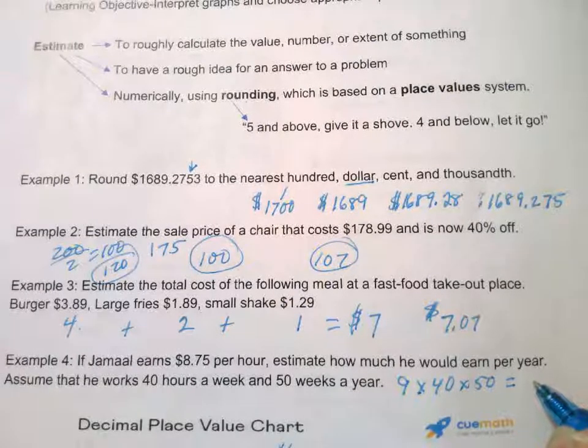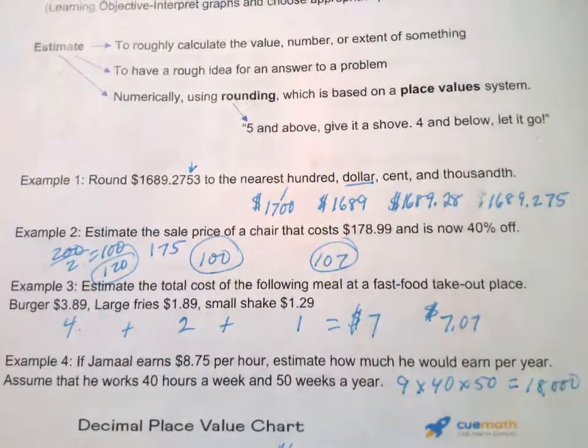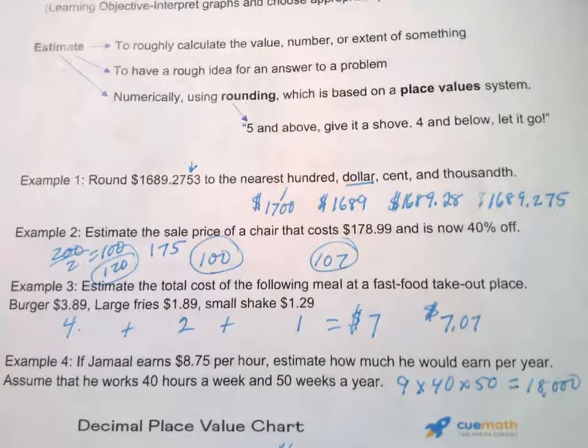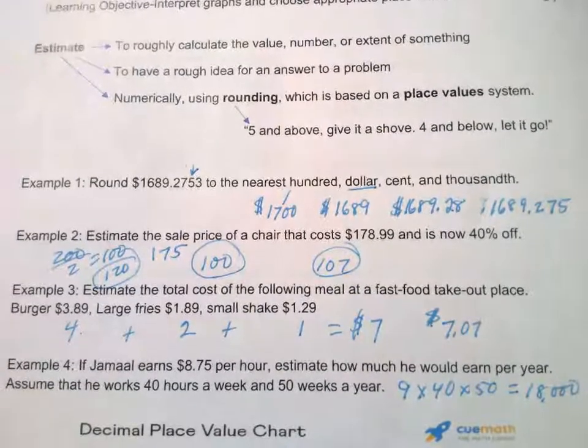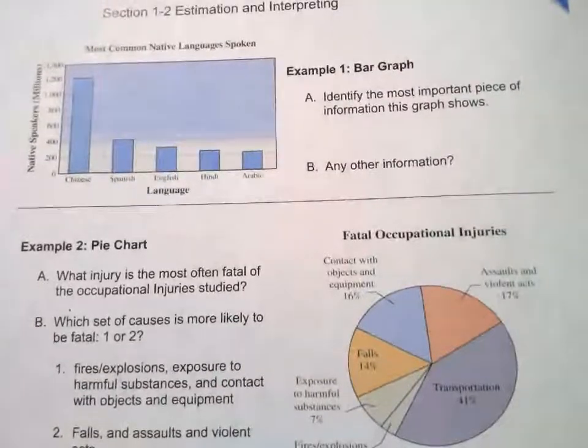Get my calculator out. I don't know, 18. So, well, since I used a 9 instead of 875, it's less than 18,000 a year. That's about an estimate. So it's important to know your place values is all I'm trying to say. So oops, let's look at the charts.